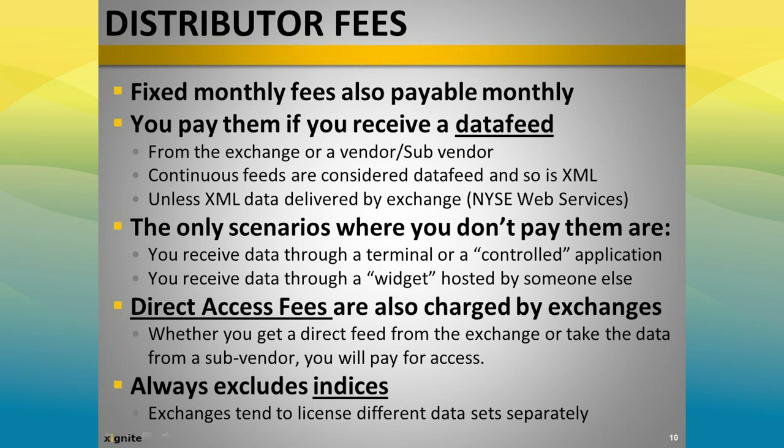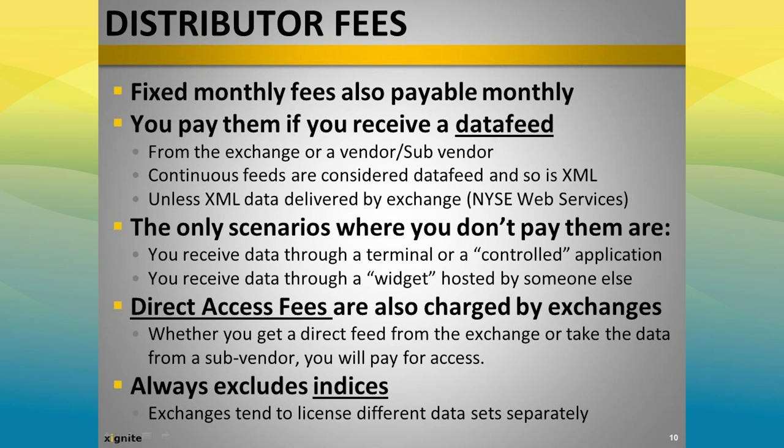Any continuous feed, a socket feed, for example, or an XML feed like an API, will be considered a data feed. Sometimes you can waive those distributor fees, like some XML data delivered by exchanges could have distributor fees waived. The only times where you don't pay distributor fees is if you receive data through a terminal.